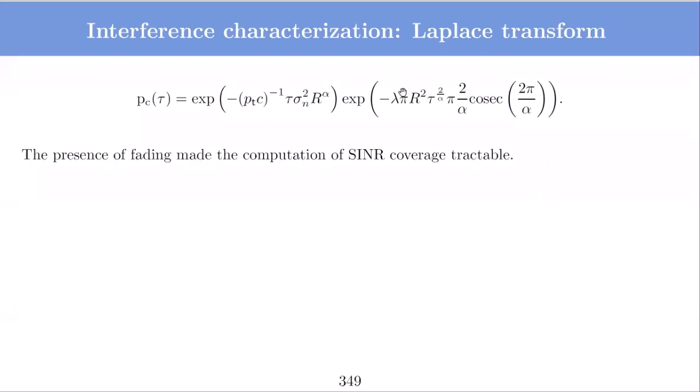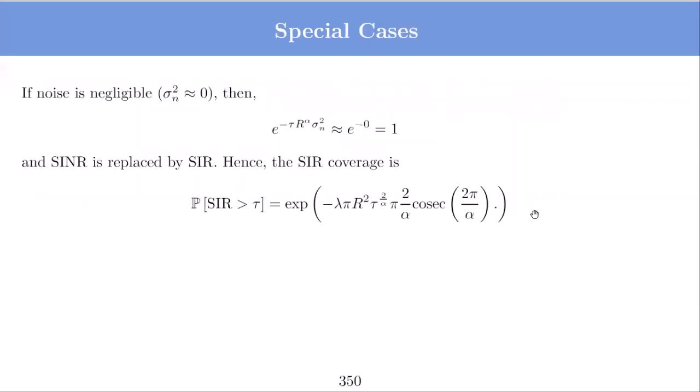This is from the interference multiplied by exponential minus ptc inverse tau sigma n square r alpha, which is from the noise. Okay. So you have seen that this expression is much simpler and is in closed form. And that is because of the presence of the fading. Right? So when the fading is present, the computation of SIR coverage is actually tractable, and you get a very simple expression.